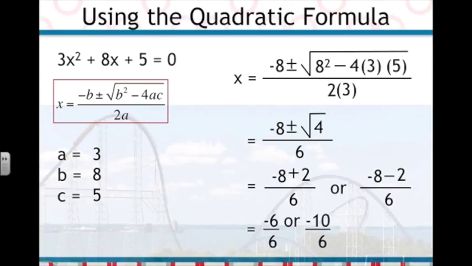Negative 6 over 6 is negative 1, and negative 10 over 6 reduces to negative 5/3, or you could write it as negative 1 2/3.